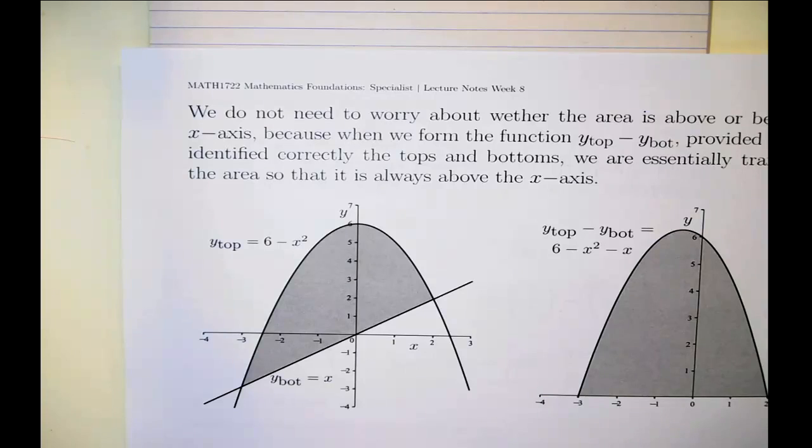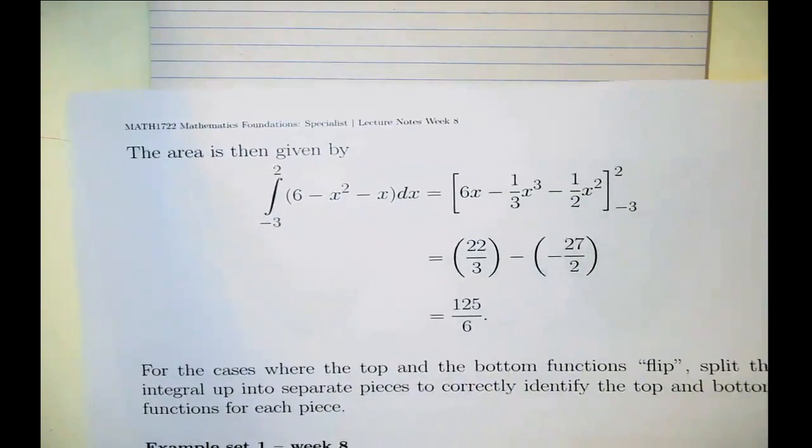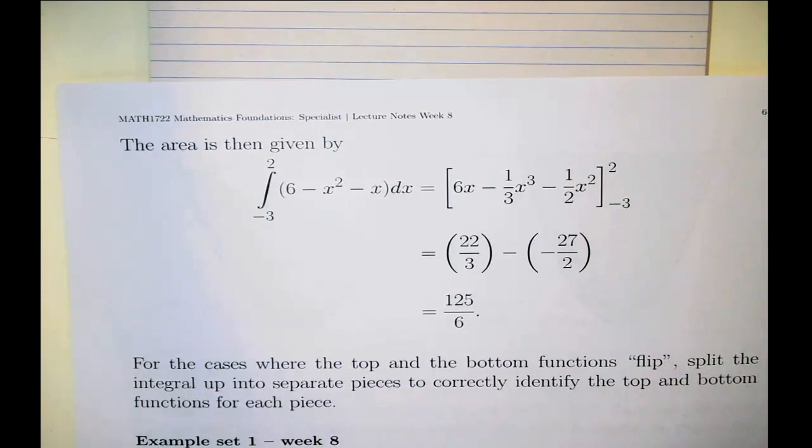You find where these intersect. It turns out these things intersect at x equals -3 and x equals 2. And you would formulate the integral as the integral of x going from -3 to 2 of the top function 6 minus x squared minus the bottom function x. You would have done these problems before, yeah? So that's what you're doing. This is stuff you would have done before.